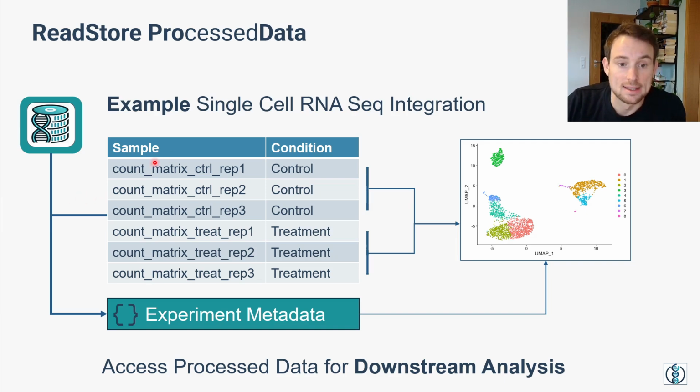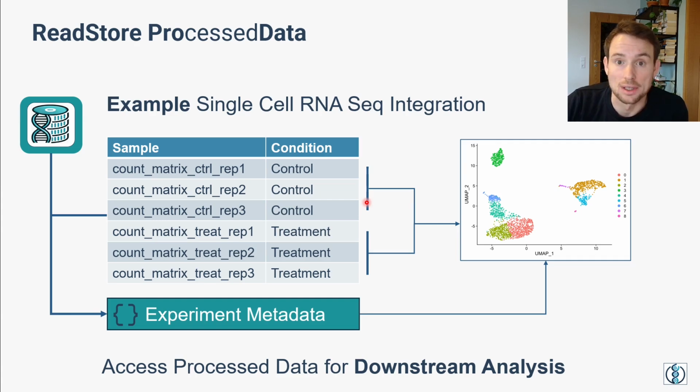One example is, for instance, single-cell RNA sequencing, where we often integrate gene expression matrices that come from different experimental conditions or replicates. In this example, we have 3 replicates each for 2 conditions which we would want to integrate into one analysis. We can now pull all this information along with the experimental metadata from the ReadStore database, which saves us the effort of searching for those files in our file system and then looking for the metadata in a different location.